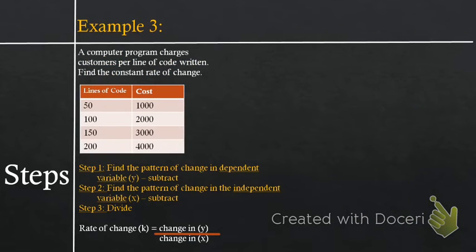Okay, example 3, we have a computer program that charges customers per line of code written. Find the constant rate of change. Same principle. This is my x values, this is my y values, because however many lines I write will depend on the cost it's going to cost me. So my change here, I go from 50 to 100, I'm adding 50. 100 to 150. So our pattern here is adding 50. Our change in y, we're adding 1,000.